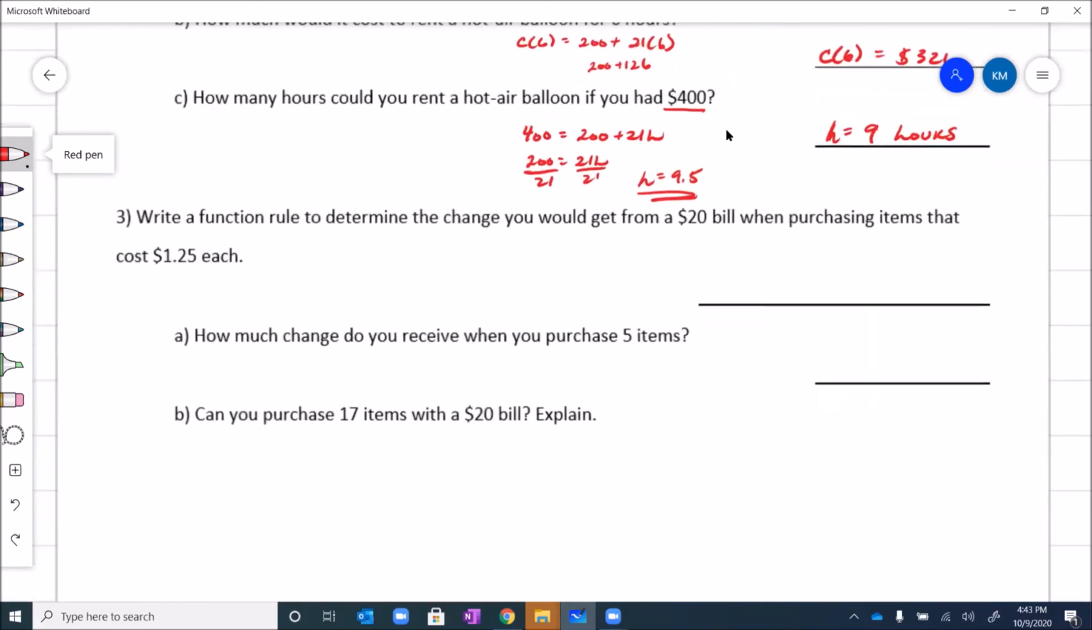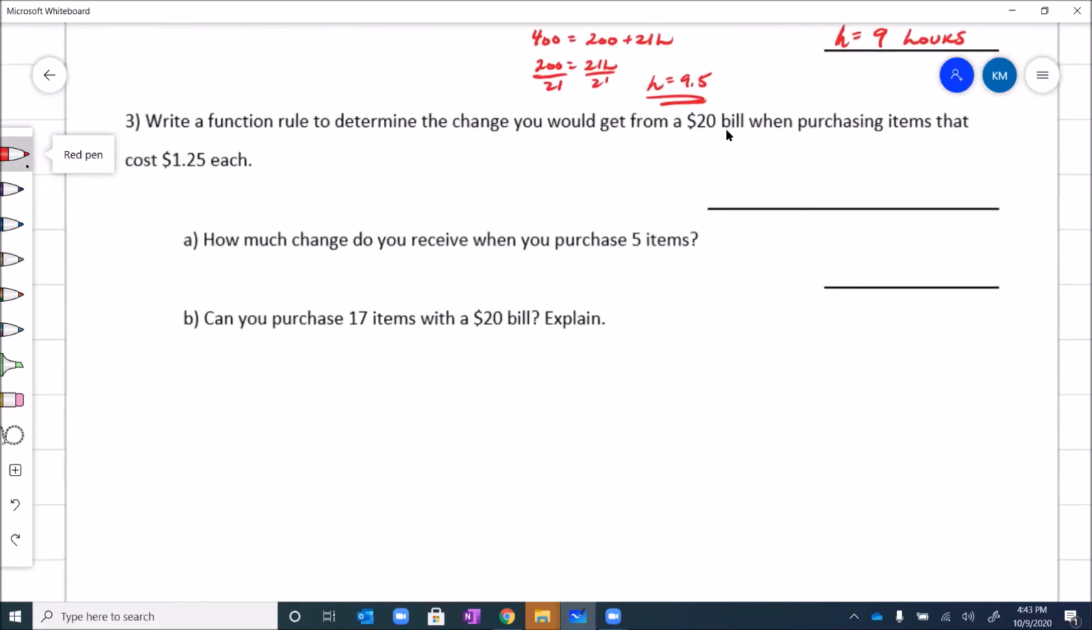Okay. Number 3 says write a function rule to determine the change you would get from a $20 bill when purchasing items that cost $1.25 each. Okay. So I'm going to say change per number of items, and I don't like to use I, so I'm going to use T. Okay. And so what that's going to be is going to be 20 minus 1.25 per item T.